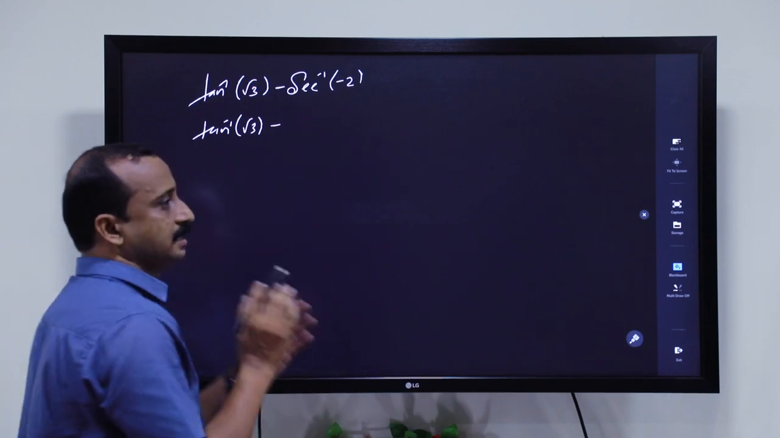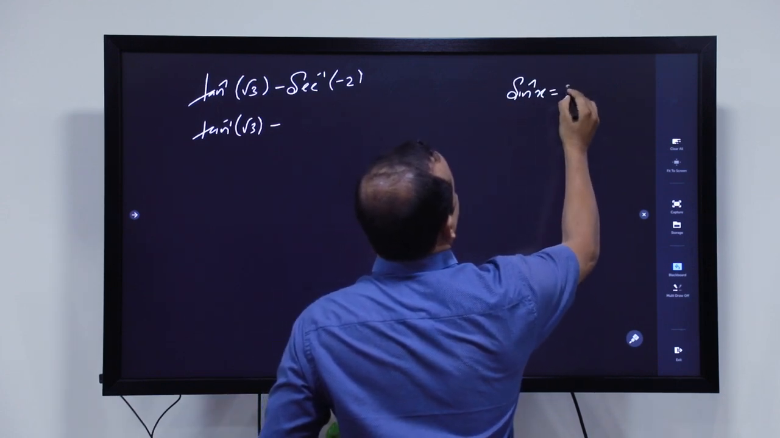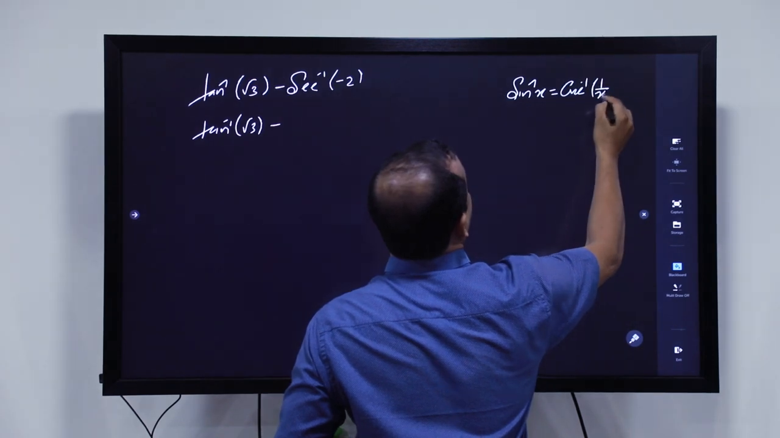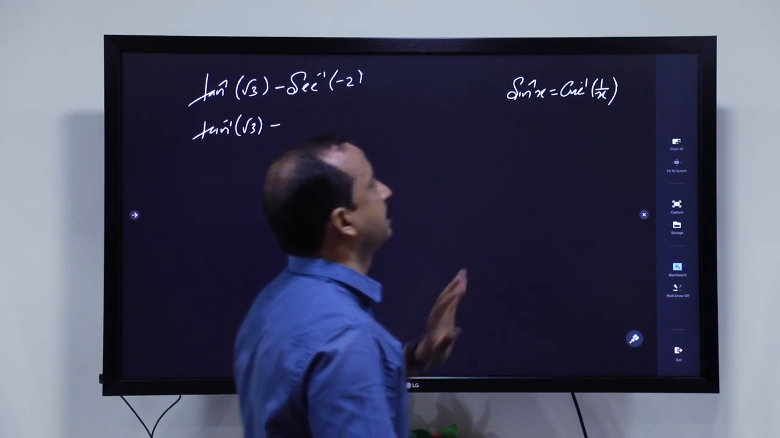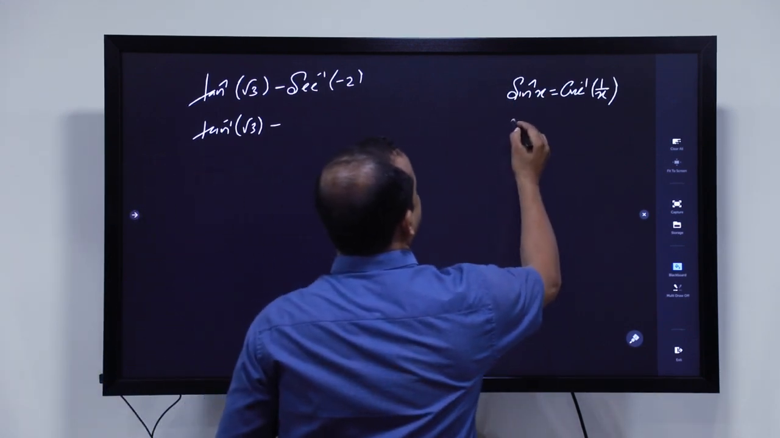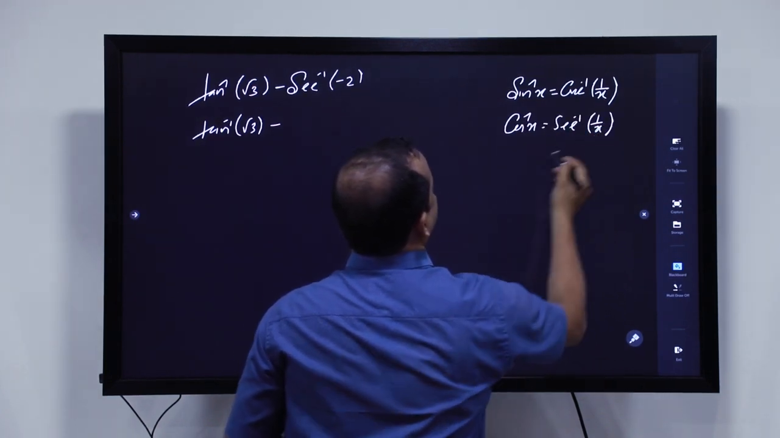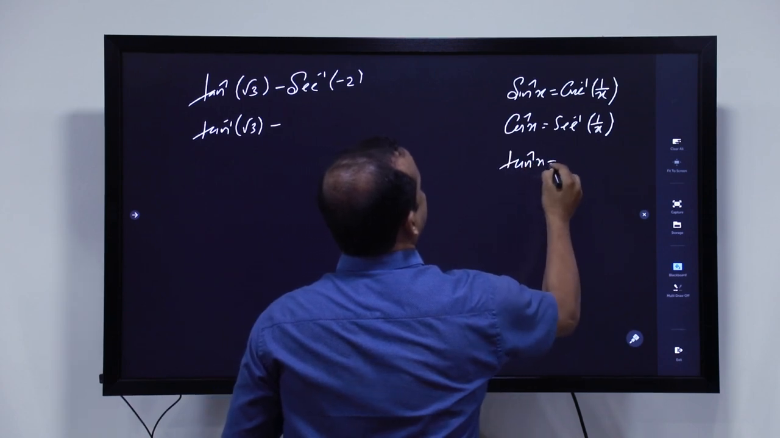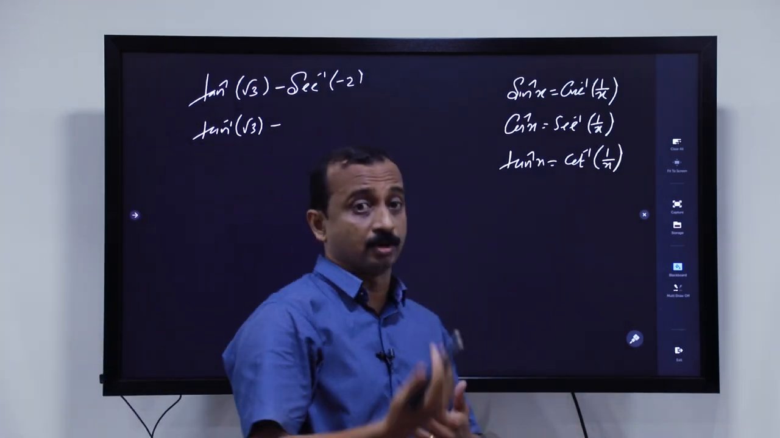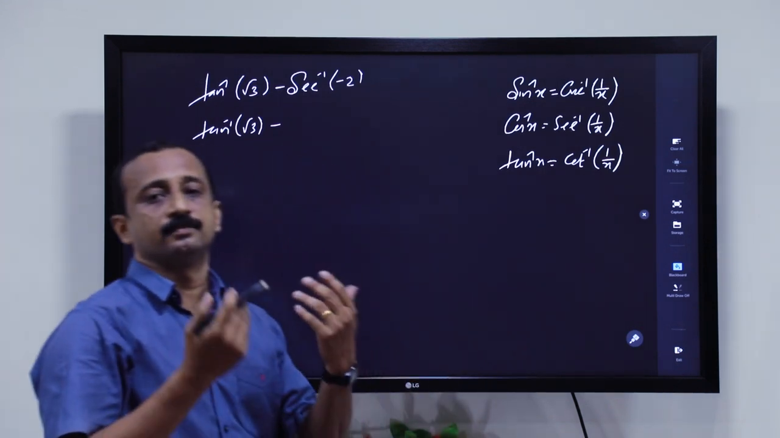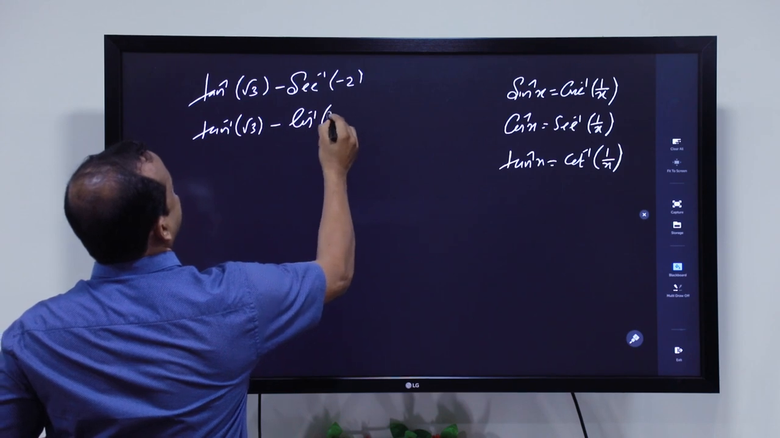You know the reciprocal relations in trigonometric functions. Using that relation, sin inverse x is equal to cosec inverse 1/x, cos inverse x is equal to sec inverse 1/x, and tan inverse x is equal to cot inverse 1/x. Also sec inverse x is equal to cos inverse 1/x, and cot inverse x is tan inverse 1/x. Then sec inverse minus 2 is cos inverse minus 1/2.